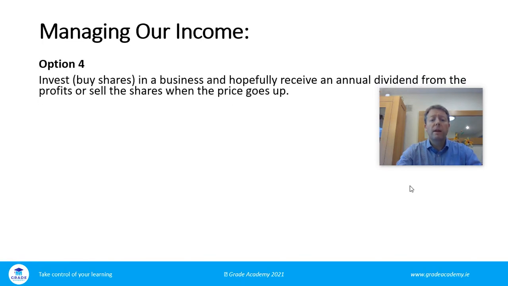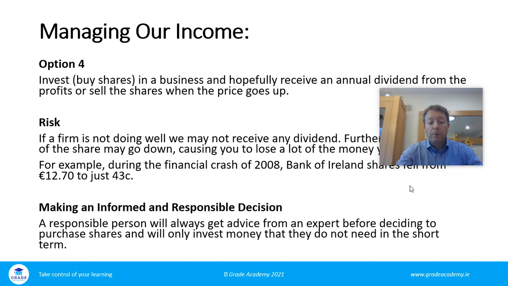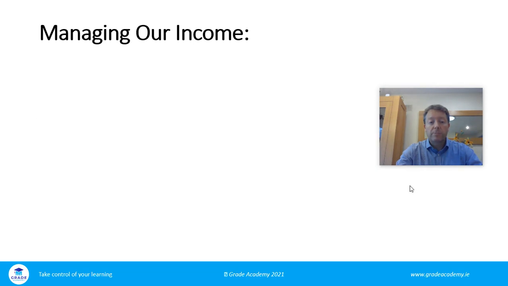Option 4, we could invest our money. Therefore, we could buy shares in a business and hopefully receive an annual dividend from the profits, or sell the shares when the price goes up. Again, there is going to be a risk, but we need to make that informed and responsible decision.